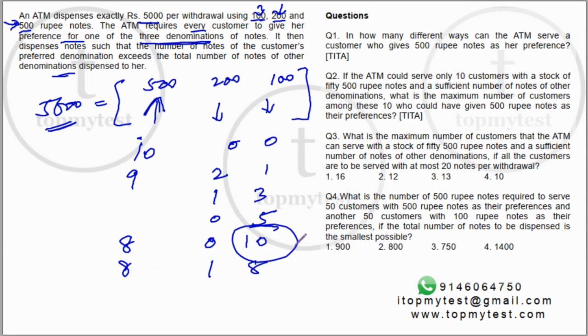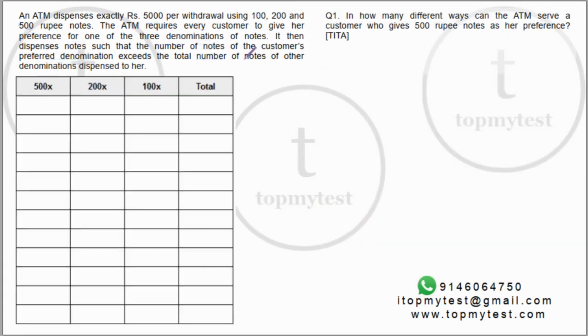But this also is 5,000. Here, 100 cannot be a preference, 500 cannot be a preference because 8 is not greater than the other two. Similarly, 8 is not greater than the other two. The number of your preferred denomination should exceed the total notes of the other denominations. Okay, now let's proceed to the questions.